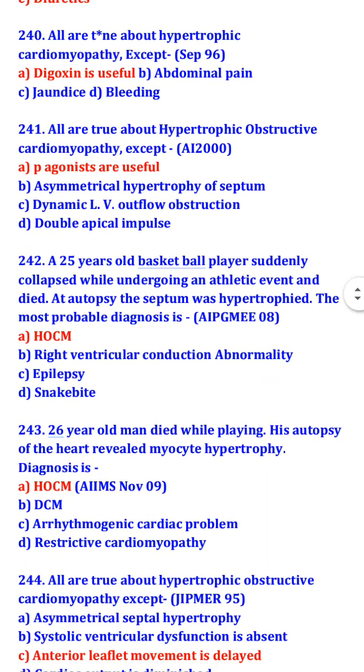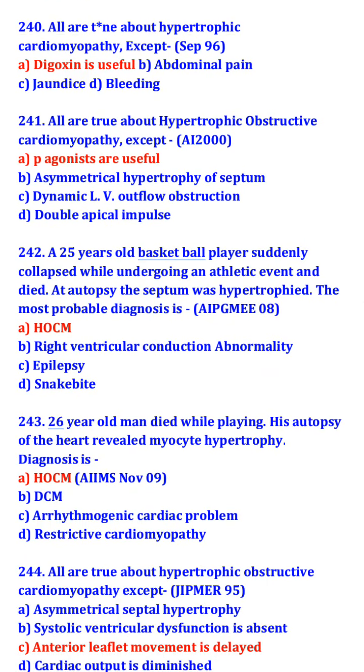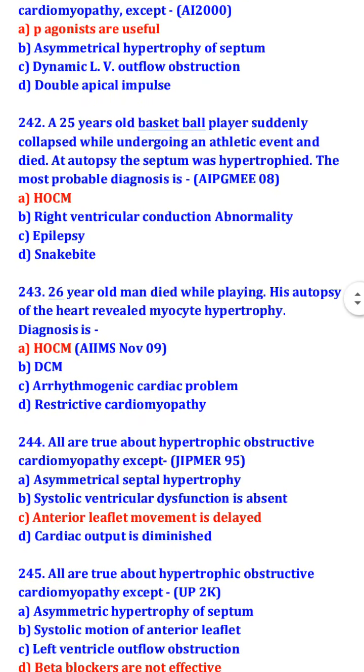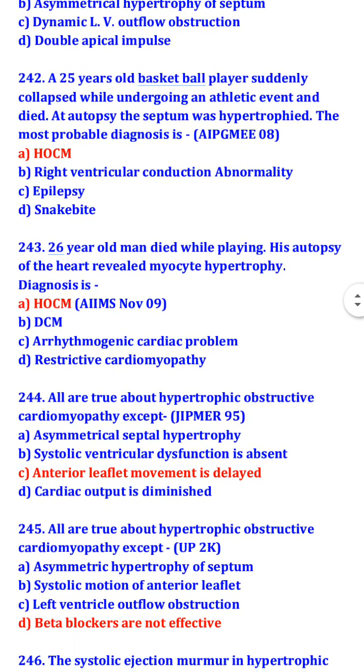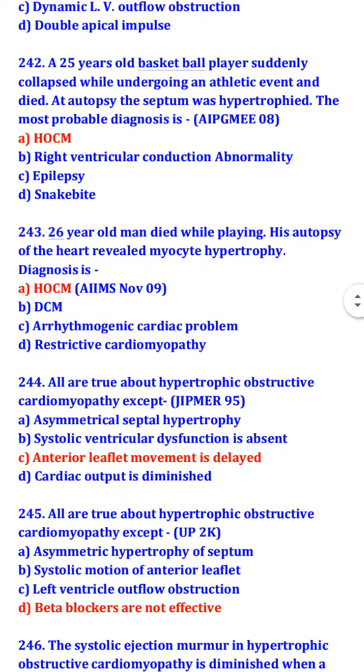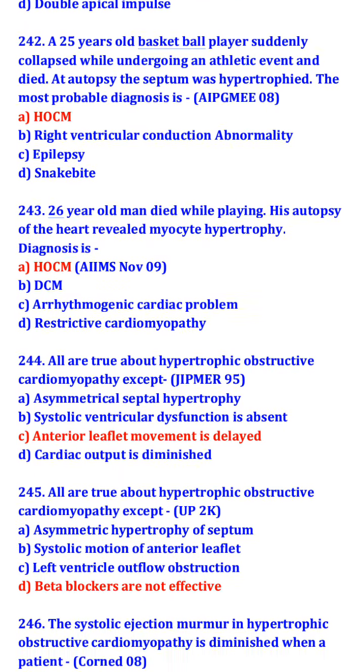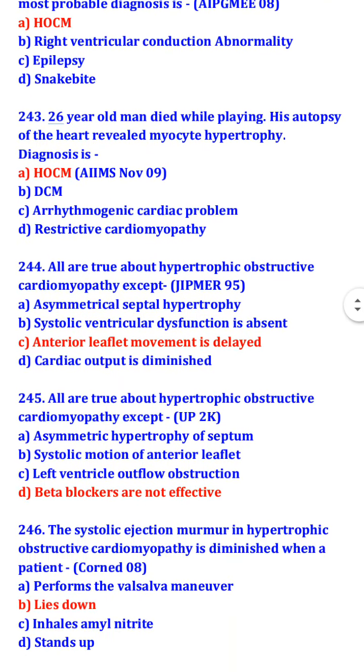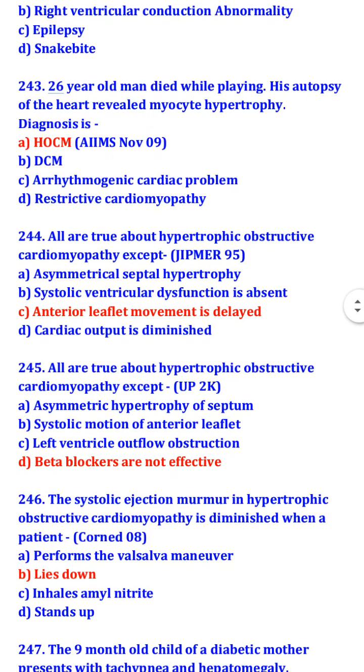A 25-year-old basketball player suddenly collapsed while undergoing an athletic event and died, and at autopsy the septum was hypertrophied. The most probable diagnosis is HOCM. A 26-year-old man died while playing. His autopsy of the heart revealed myocyte hypertrophy. Diagnosis is HOCM. All are true about hypertrophic obstructive cardiomyopathy except that anterior leaflet movement is delayed.